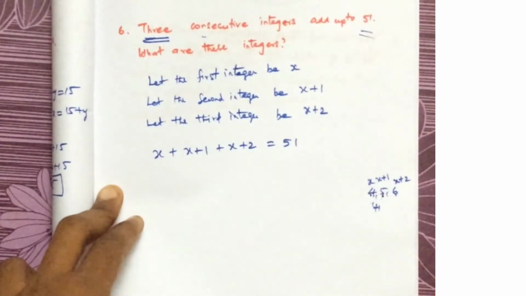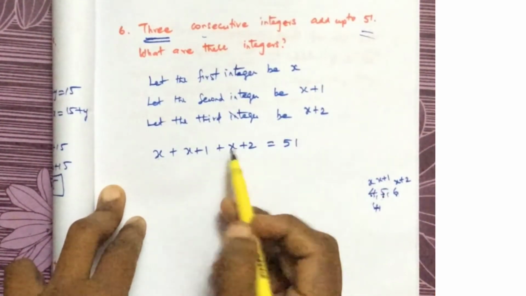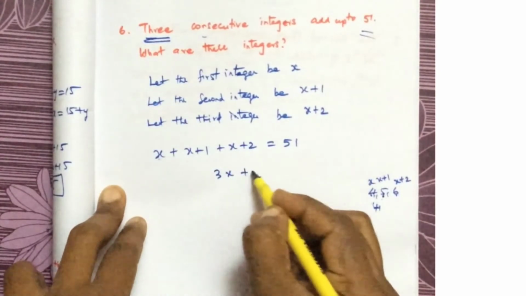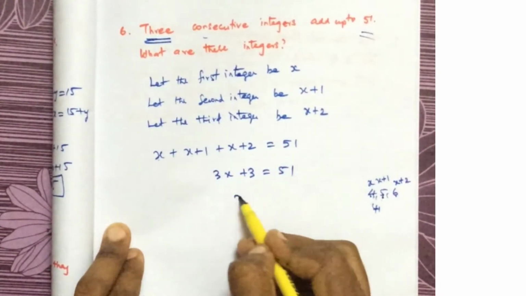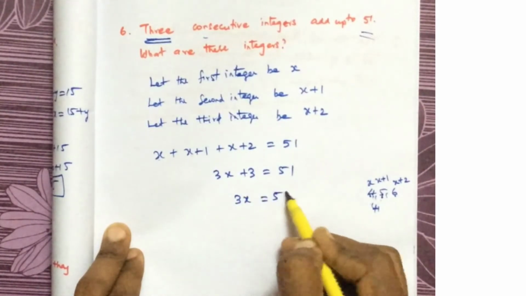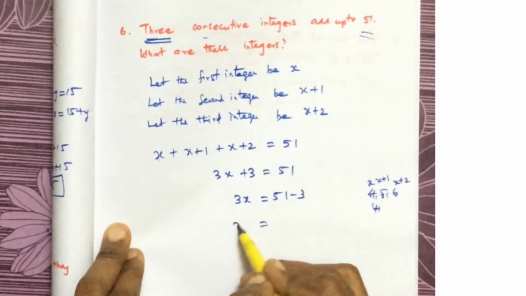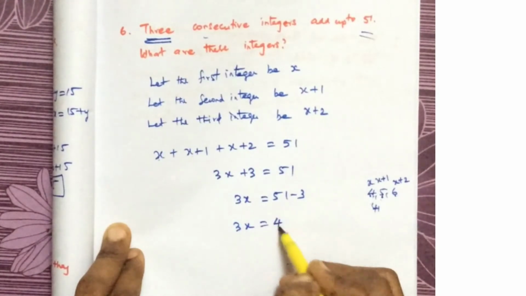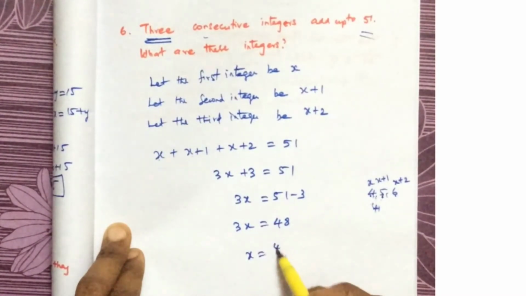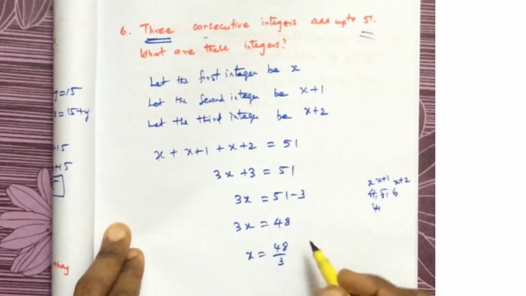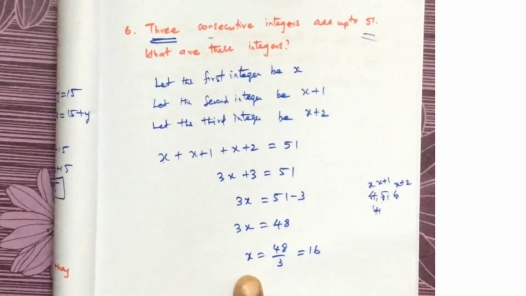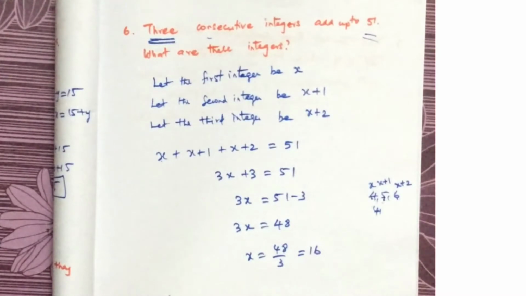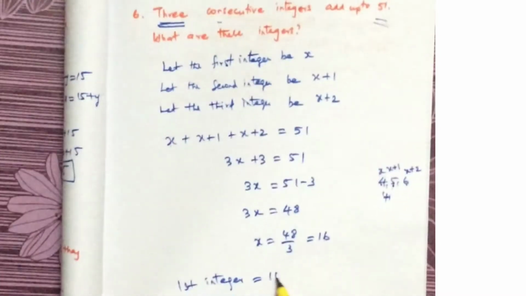Now we have to solve this equation. x plus x plus x gives 3x plus 3 equal to 51. So 3x equal to 51 minus 3, 3x equal to 48. x equal to 48 divided by 3, that is equal to 16. Now we got x. x is the first integer, so the first integer equals 16.